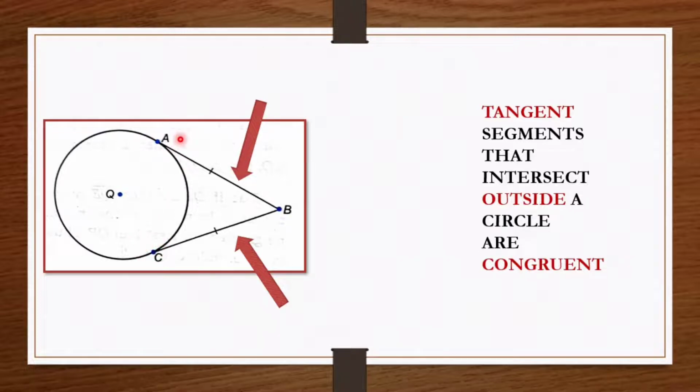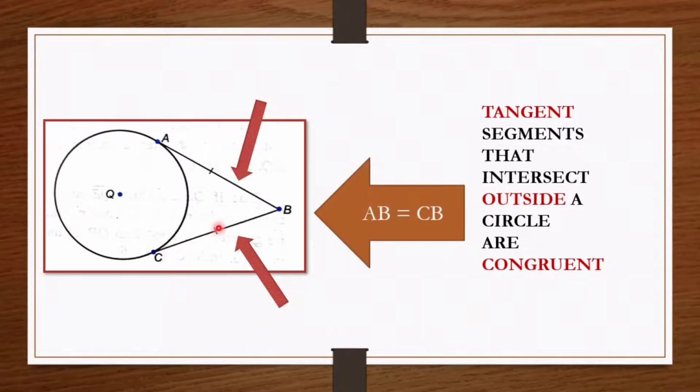So, point E here is a point of tangency for AB. C here is a point of tangency for segment CB. But these tangent segments intersect outside, sa labas po sila ng circle Q. And therefore, the tangent segments that intersect outside a circle are congruent. So we can conclude that segment AB is equal to segment CB or BC. So it's just the same, kahit mabaliktad po yung letter.